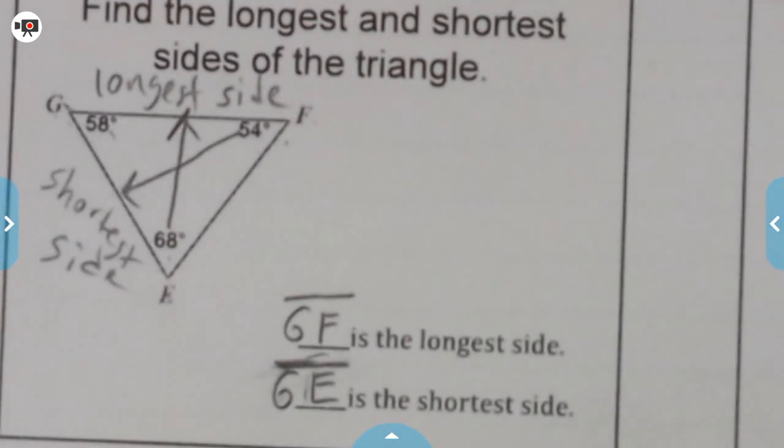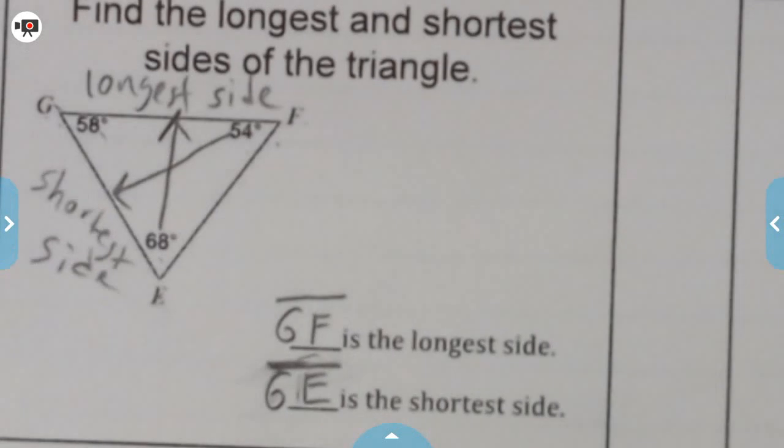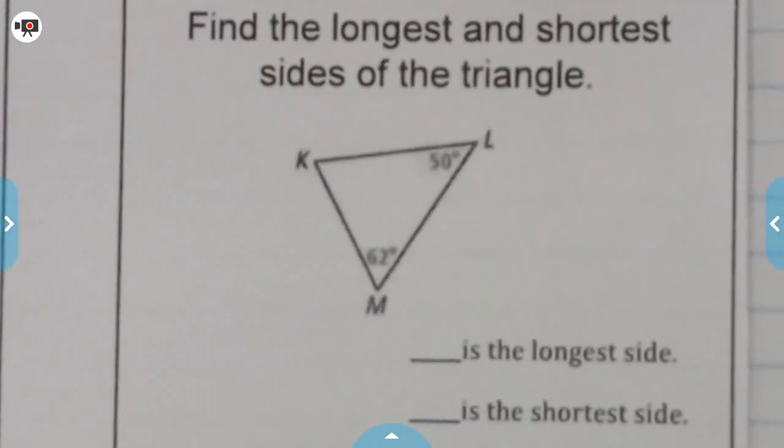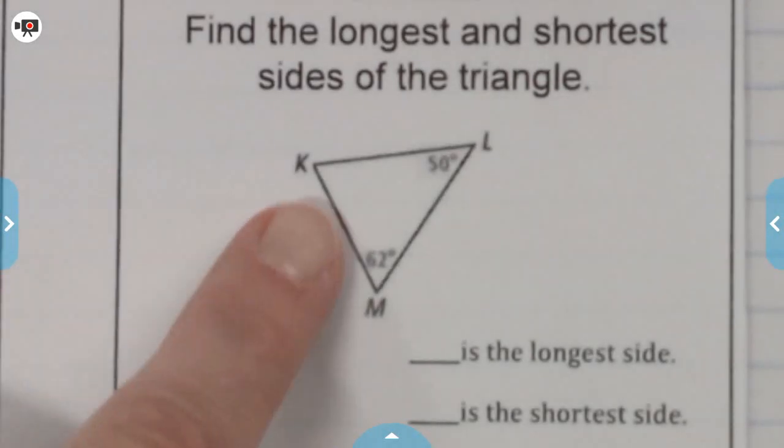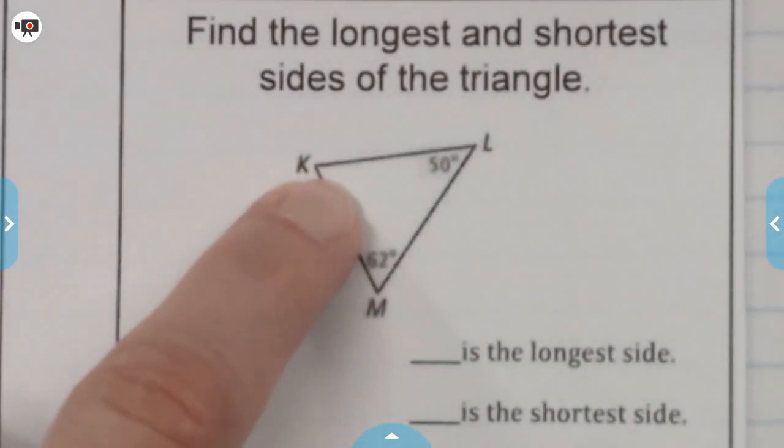Okay, so let's take a look at the next one. Find the longest and shortest sides. Do you see anything weird about this triangle? What's different about this triangle from the last one? This one's got a K. It does have a K in it, that's true. Can I immediately figure out longest and shortest, or do I have to do a little mental math first? There's no angle here. Whoa. So they don't tell us what angle K is.